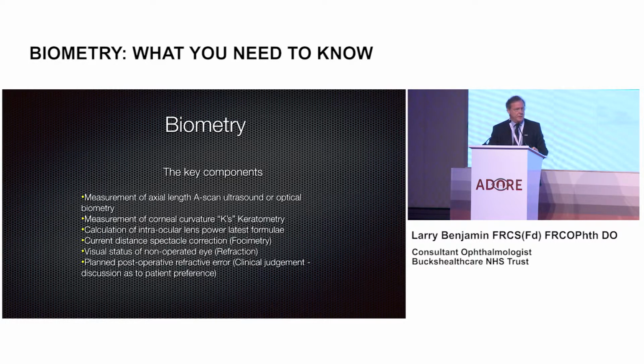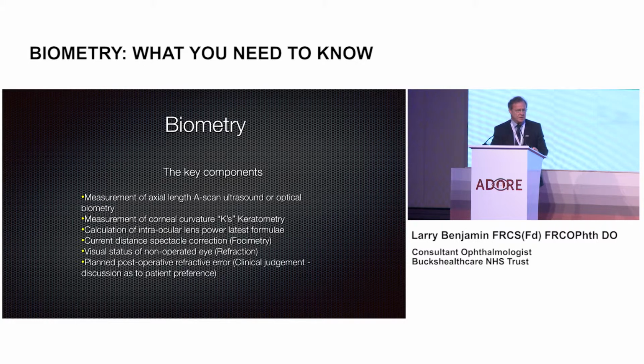Measuring the axial length by A-scan ultrasound or optical biometry, measuring the corneal Ks, however you do that nowadays, there are different ways of doing that we'll talk about. Calculating the intraocular lens power using the latest formulae. These change all the time. In the old days, when we started putting implants in, I used to use a 21 diopter lens in everybody. There wasn't a formula, so it was dead easy. Nowadays, the formulae are changing all the time, and the reasons that they're changing we'll talk about.